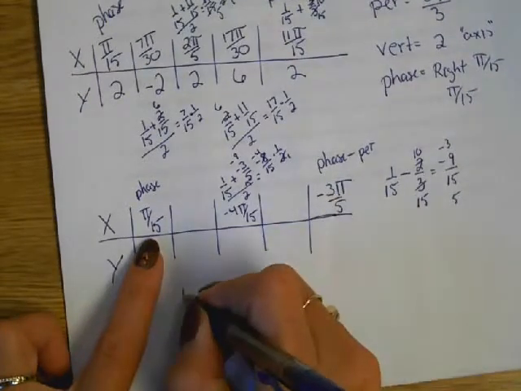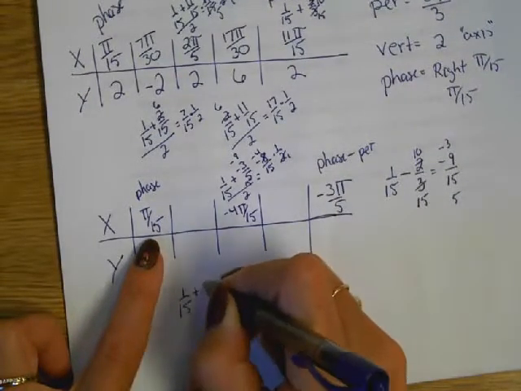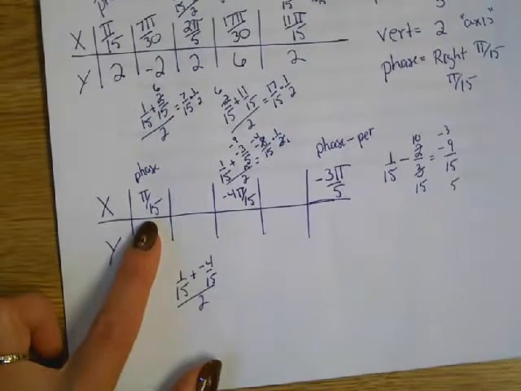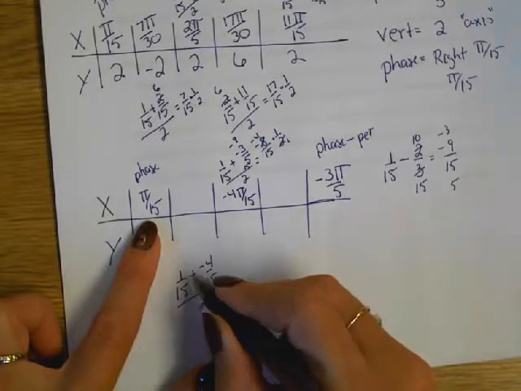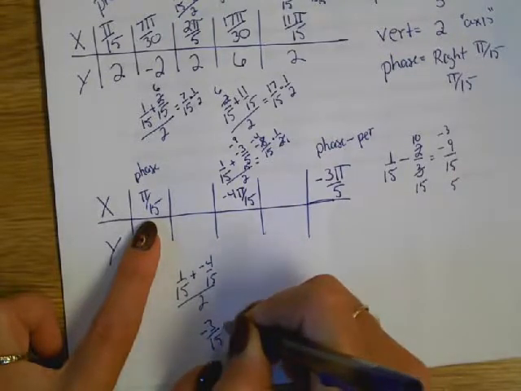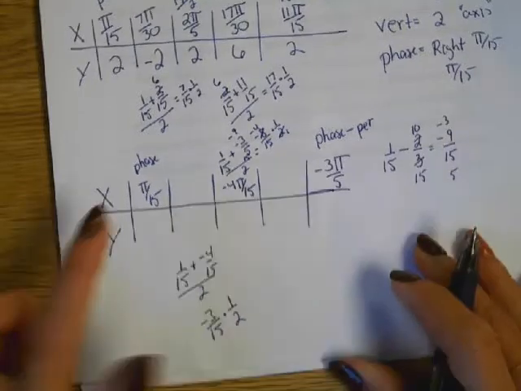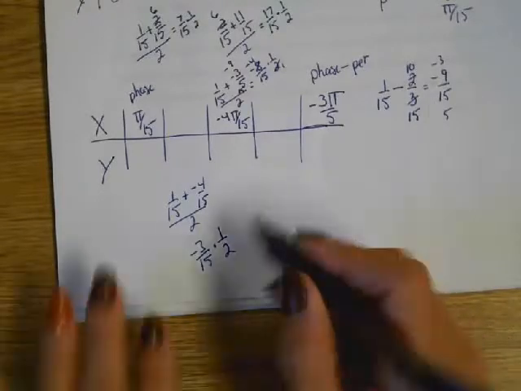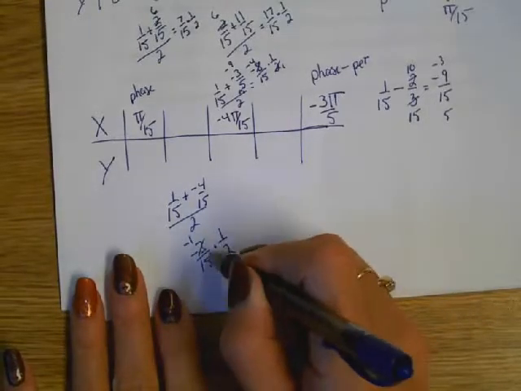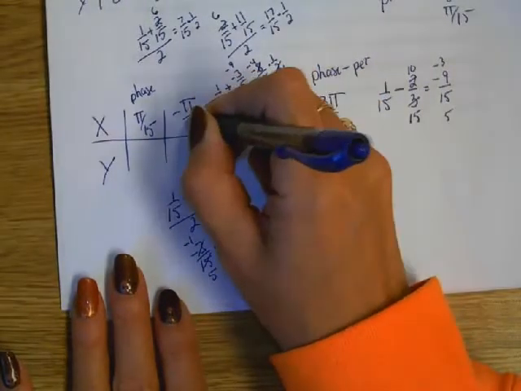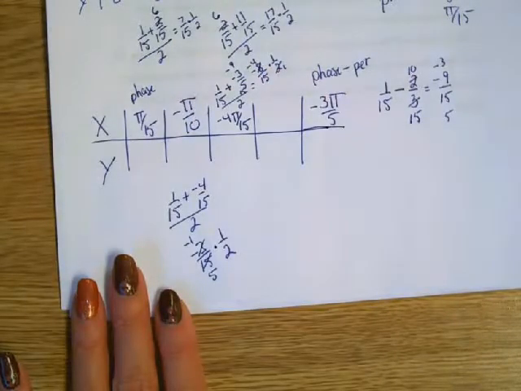Here, 1/15 plus negative 4/15 divide by 2. That will give me, let's see, 1 plus a negative 4 is negative 3/15 timesing by a half. I'm going to reduce my 3 and my 15 first, so that's going to be a negative 1/5, so negative pi over 10. Did I do that right?